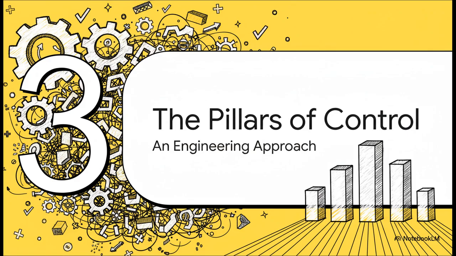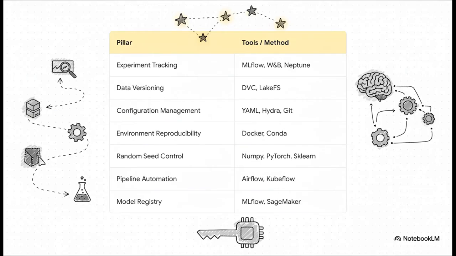Okay, so how do we do it? How do we actually get there? Well, it's not magic, it's just good, solid engineering. And we can bring order to all this chaos by following what we're going to call the pillars of control. Okay, this is the whole shebang. The roadmap to sanity. We can break this down into 7 key pillars. First, experiment tracking, so you know what you did.